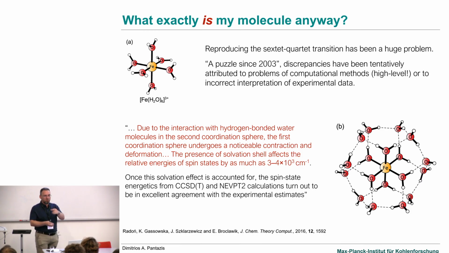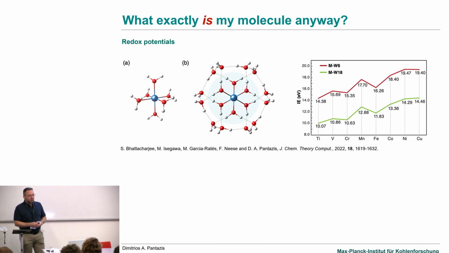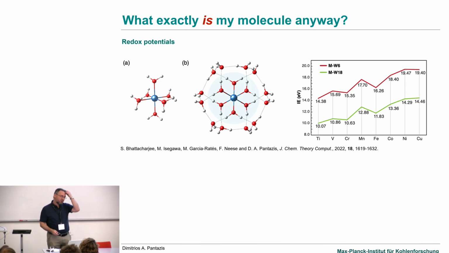So the problem there, and this debate in the literature, was not really about the methods not giving the right answer. It was about the model being incomplete. An iron with 6 water molecules is not a good representation of iron in solution in water. And we see it in other cases, specifically this about the hydration.